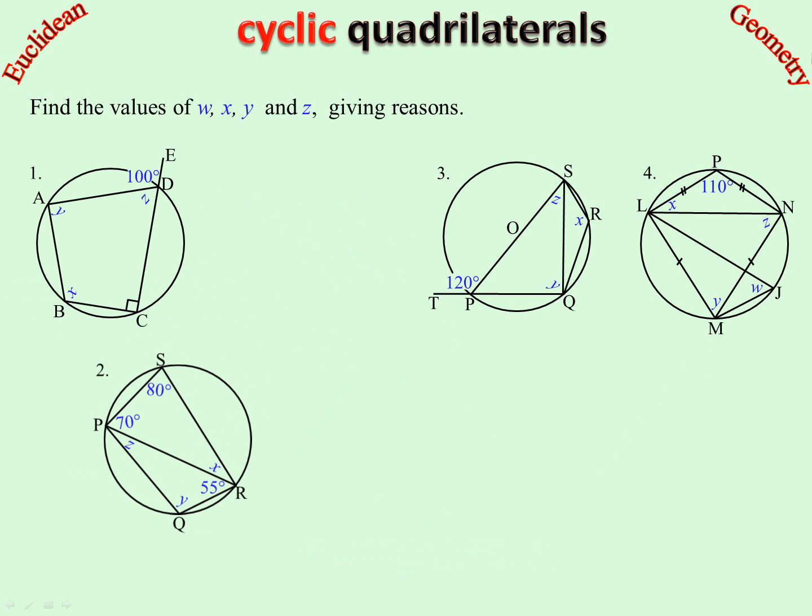Having a look at the next one here, X you can easily find using angle sum triangle. Now in this triangle we have two unknowns, so it's a problem, but hang on, this is a cyclic quad, so therefore y and 80 add up to get 180. So y is 100, opposite angle cyclic quad. Now we have an angle sum triangle again, so we find z is 25.